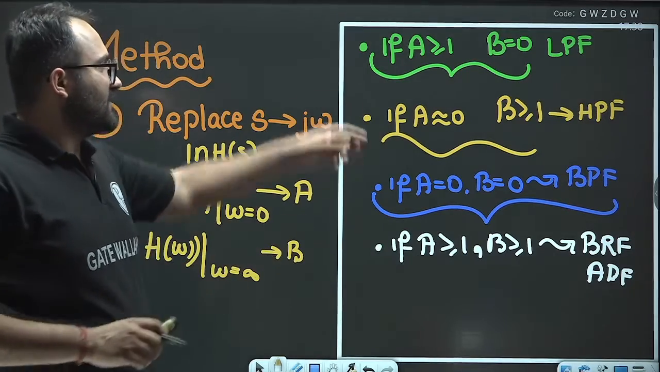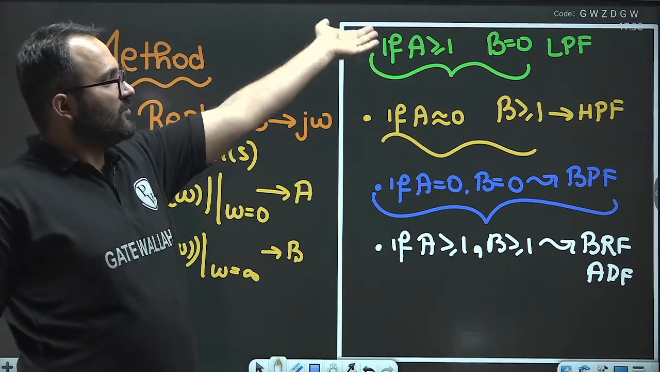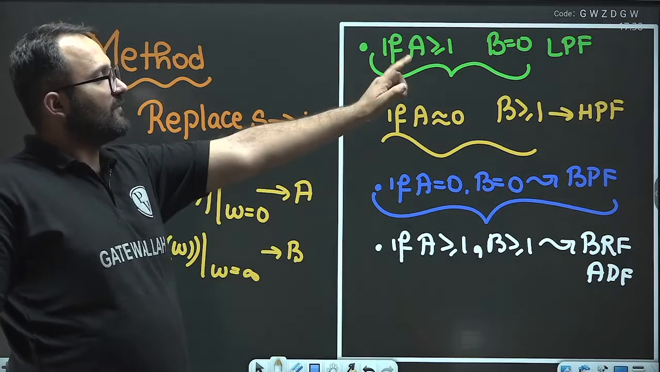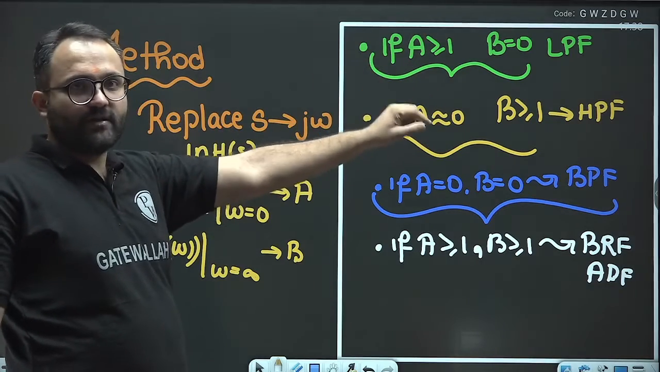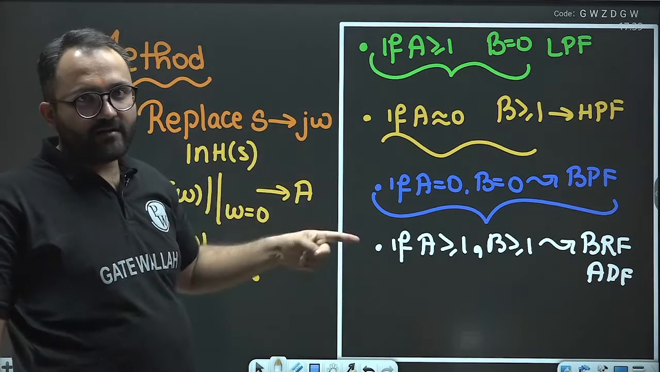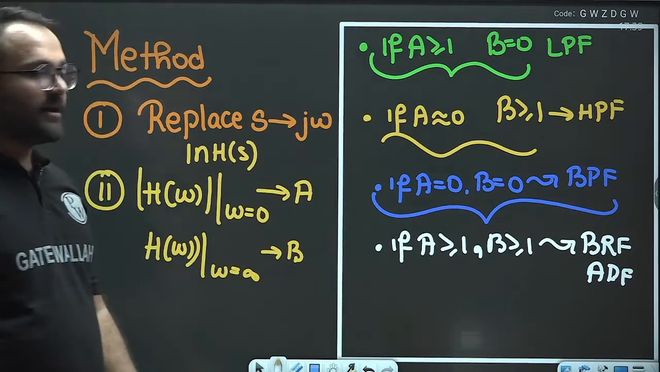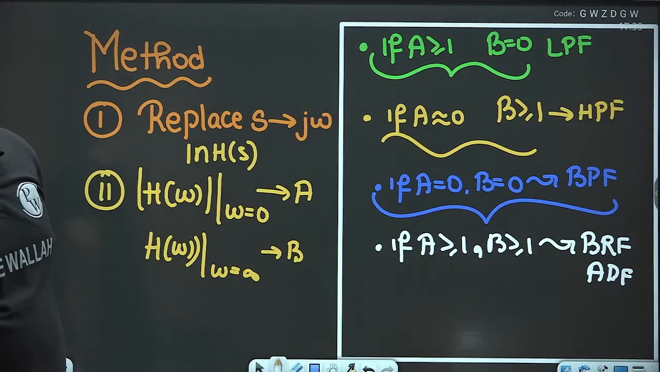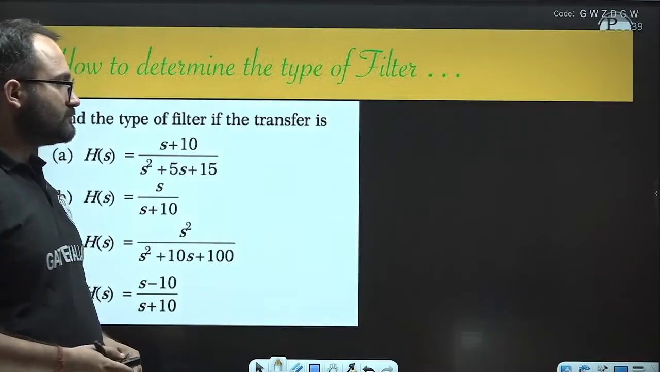Okay, so first case, if A is greater than 1, B is 0, low pass filter. A is 0, B is greater than 1, high pass filter. Both 0, band pass filter. Both greater than or equal to 1, it can be band reject filter or all pass filter. So these are the cases that we have to see.